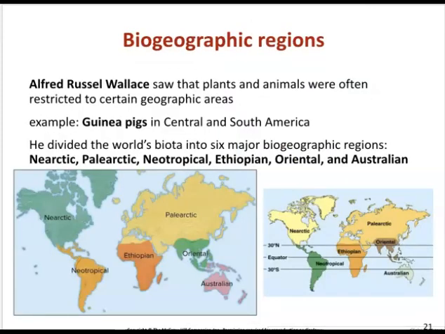So when we look at the biogeographic regions of the Earth, we can thank Wallace, right? Our good old buddy that Darwin liked to share his ideas with. Alfred Russel Wallace. He saw that plants and animals were often restricted to only certain geographic regions, and so he named them. He divided all the world's biota into 6 major biogeographic regions. The Nearctic, Palearctic, Neotropical, Ethiopian, Oriental, and Australian.